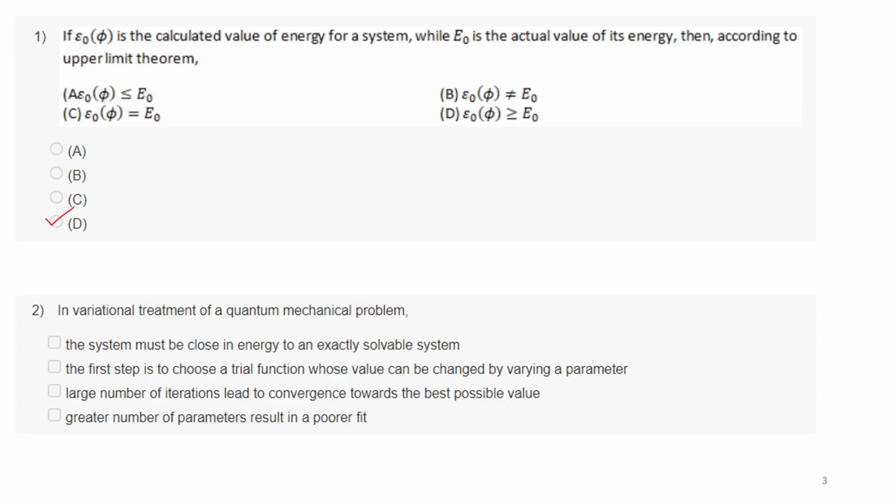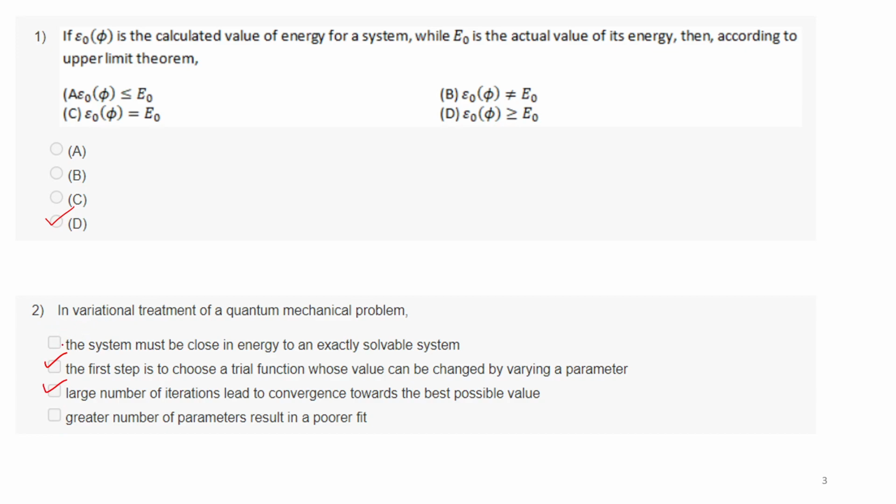Which should be the answer? The first step is to choose a trial function. Yes, and that then can be. Yes, the second one is right. Many iterations should be done to get as close as possible. Yes, so the fourth option is wrong.